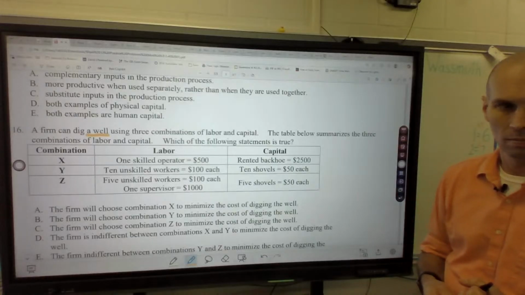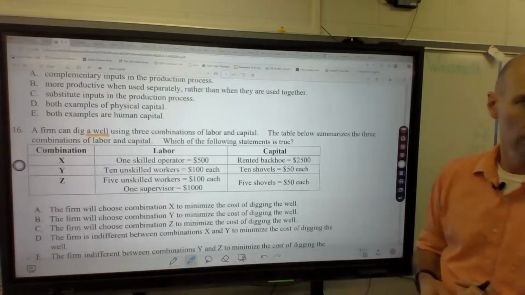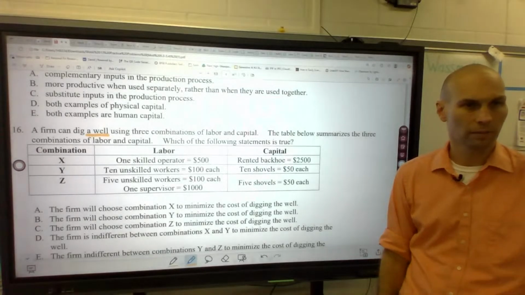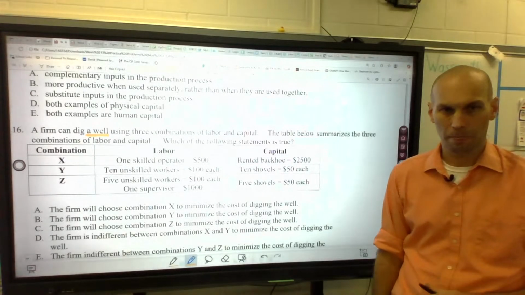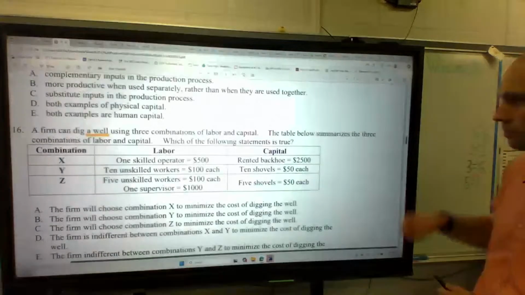Why would you hire unskilled workers? You're digging a well. None of that matters in economics. Here's the thing: I get a well from all these combinations, so you just want the cheapest one. Make the well at the lowest cost. That's the best way to do it. You guys understand? All right.